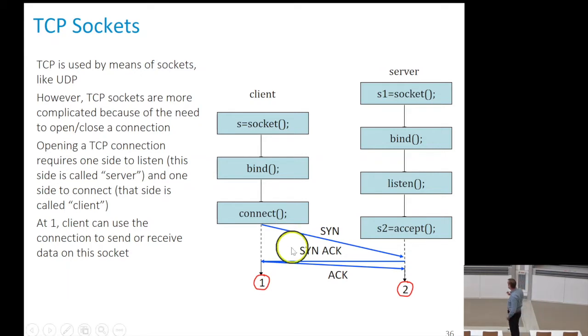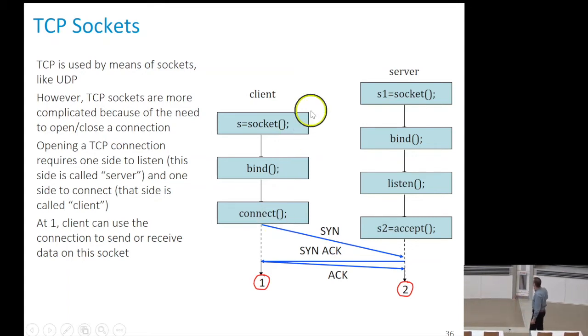When you do a connect, you don't send any data, but your operating system will send data for you. It will send a SYN, expect a SYN ACK, and send an ACK. And as long as this three-way handshake has not completed, the connect does not return. So when you do a connect, you block on this connect until all that happens. Only then you can do a send.